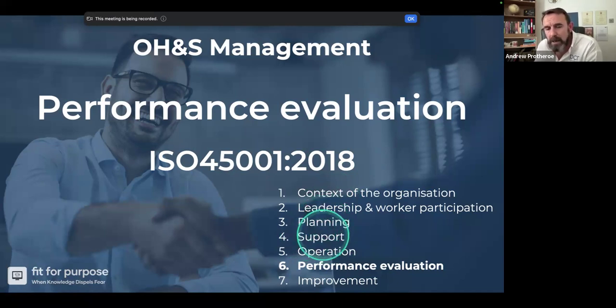Support, training, awareness, communication, documentation, going through your procurement channel, making sure there's no dubious characters in there. Operation, small clause, 1 and 2, but we've just said some of the most important things in there is the emergency preparedness and response. Because when it all goes wrong, that's all you've got. Everything after this, 9 and 10, is looking back. How well did we do? 9 and 10 is looking back.